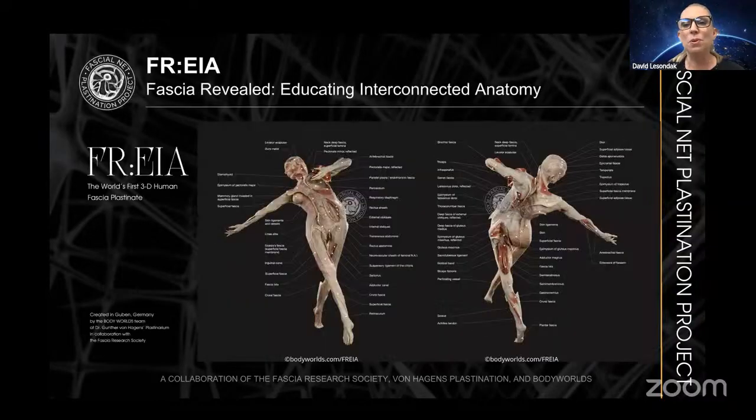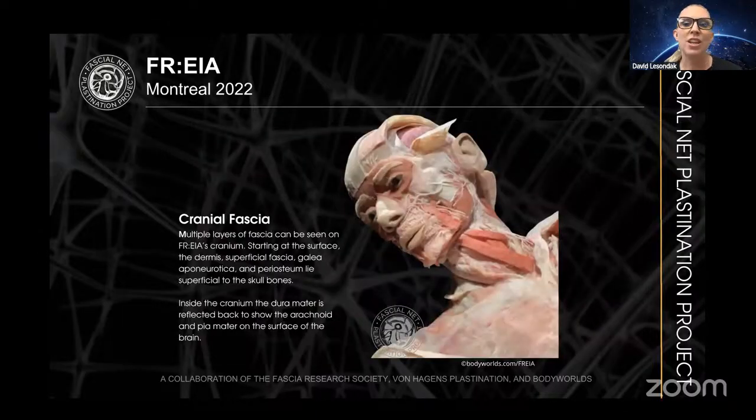So we created a book that, it's not available for sale, unfortunately, but we created this book for all of the attendees of her unveiling, which was in Montreal at the Fascia Research Society's Congress. And we spent a lot of time going through labeling all of the different aspects of her fascial system to help identify these tissues, because this kind of image is really hard to find anywhere else in any other form. So let's look just a little bit more closely at some of the fascial windows that we created on Freya.